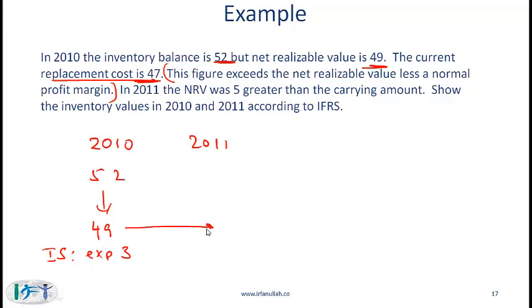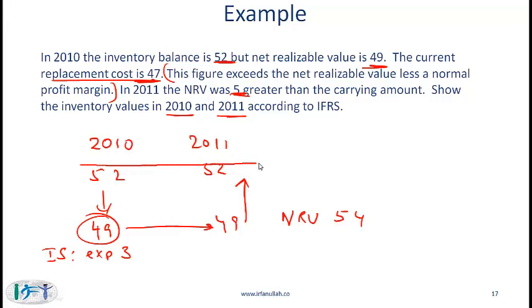So our carrying amount is 49, but we are told that NRV, the net realizable value, is 5 greater. So NRV is now 54. Show the inventory values in 2010 and 2011. We've already shown the inventory value in 2010. In 2011, what can we do? We can write the inventory back up to 52 and that's it.